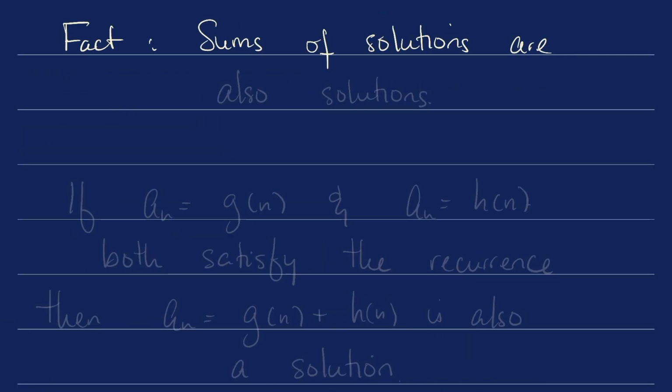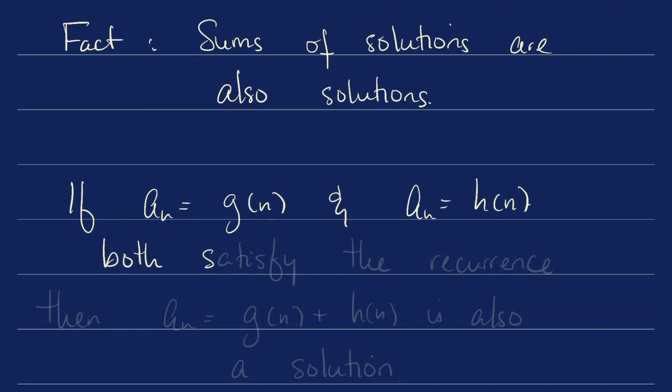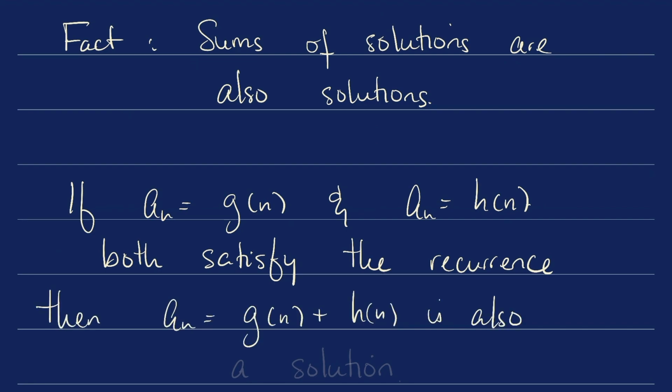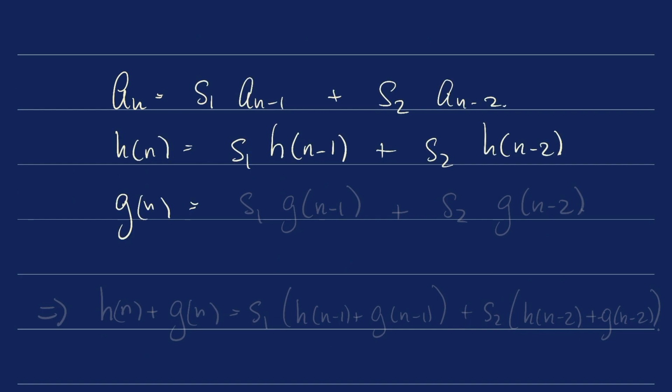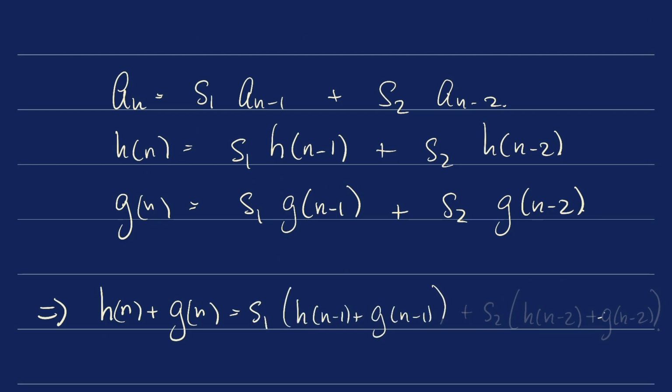Fact: if a_n is equal to g(n) and a_n is equal to some other function h of n both satisfy the recurrence, then their sum is also a solution for the recurrence relation. Let's just write down why this works. If a_n is some recurrence relation and both h(n) and g(n) satisfy it in this way, then if we add these two things together, we'll get h(n) plus g(n) also satisfies the same recurrence relation.